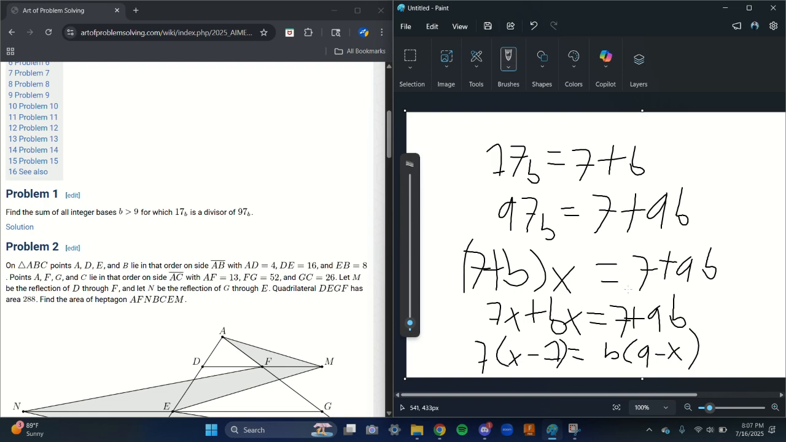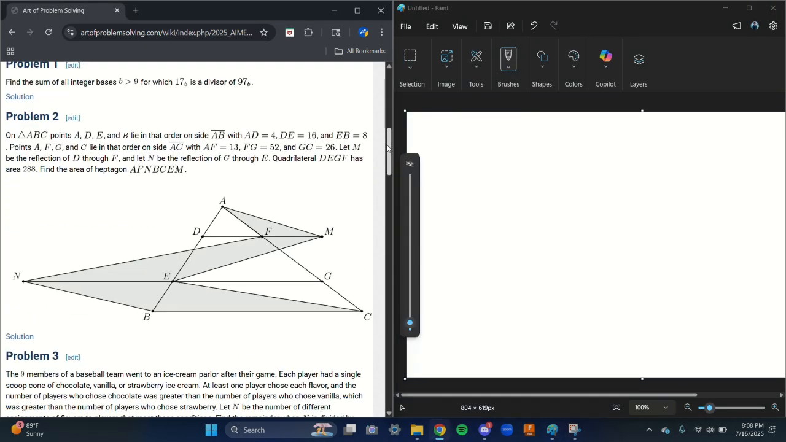If we plug in x equals 7, then we get b equals 21, because 7 times 6 is 42, over 2 is 21. So our first value is 21. And then the second value is if we plug in x equals 8, because then we'll get 49, and b is just going to be 49. So the answer to problem 1 is 49 plus 21, which equals 70.